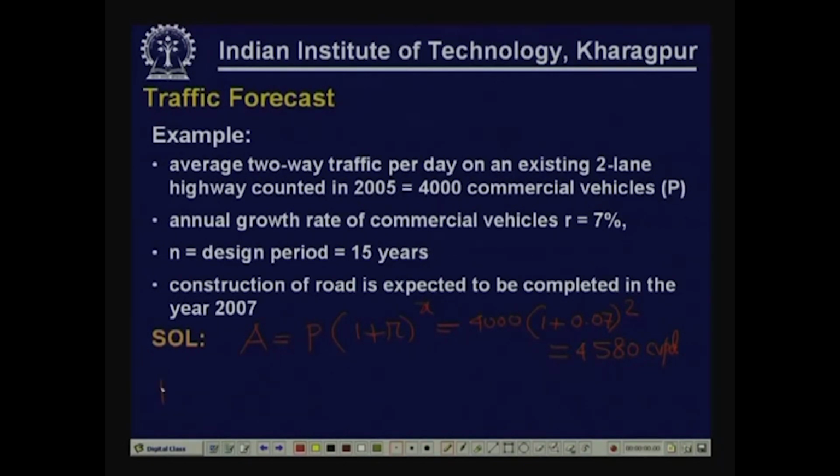So, the cumulative traffic over this 15-year period will be estimated as 365 into 4580 into 1 plus the rate of traffic growth to the power of the design number of years, 15, minus 1, divided by the rate of growth. This is equal to 42 million commercial vehicles.